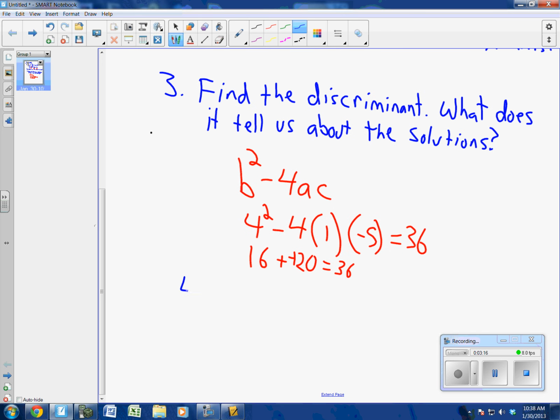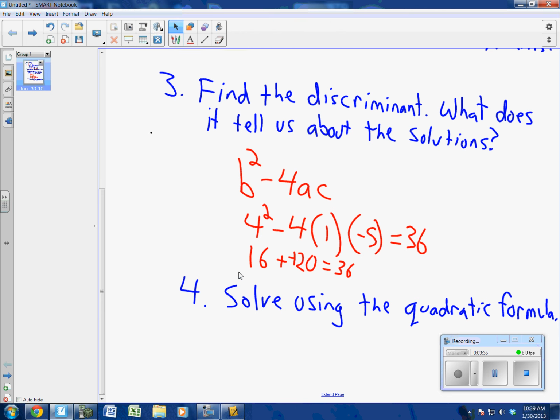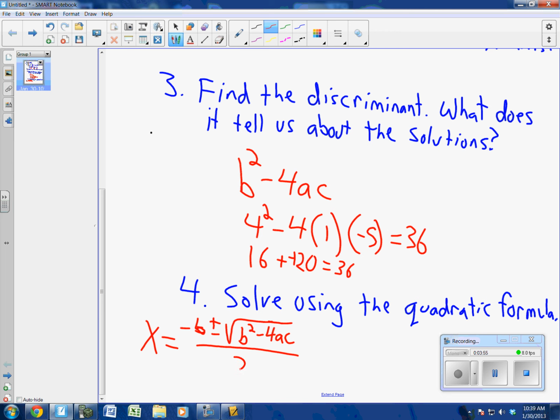Question 4. Everybody write question 4 down. Or at least write down its answer. Let's solve this using the quadratic formula. Okay? We're going to solve using the quadratic formula. If you solve using the quadratic formula, for those of you that weren't here, the quadratic formula is -b plus or minus the square root of b squared minus 4ac all over 2a.